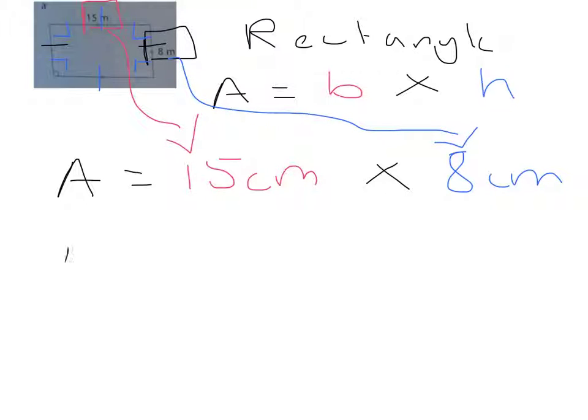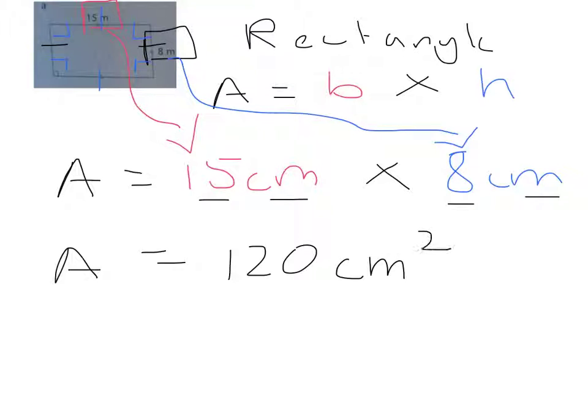All we have to do, the last step, is put both of those in our calculator. So we have 15 times 8, and that gives us 120. So 120 is 15 times 8. We also have to times the centimeter by centimeter. Centimeter times centimeter is centimeter squared. So the result for this is 120 centimeters squared.